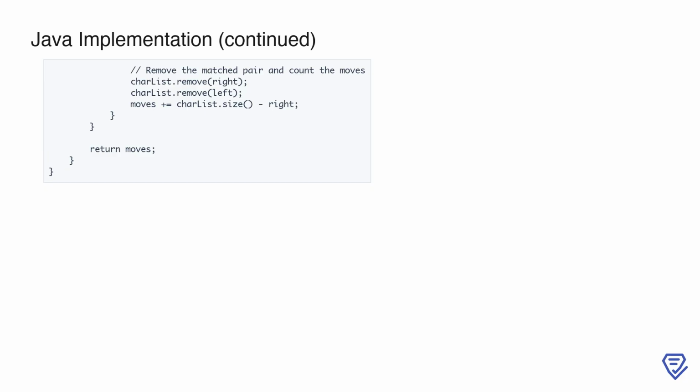The loop continues until all characters have been processed, ensuring that every step contributes to reducing the string to a valid palindrome. Finally, we return the total moves count, which represents the minimum number of operations needed to achieve the transformation. This approach ensures an optimal and systematic solution to the problem of making the string a palindrome.